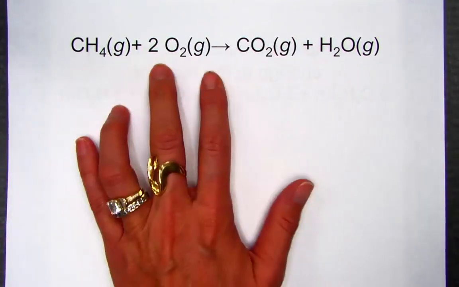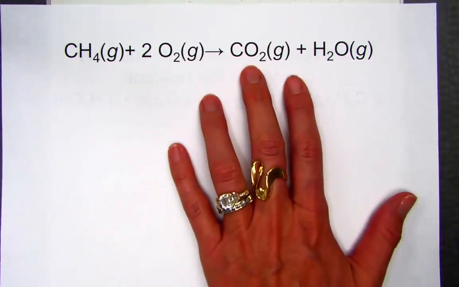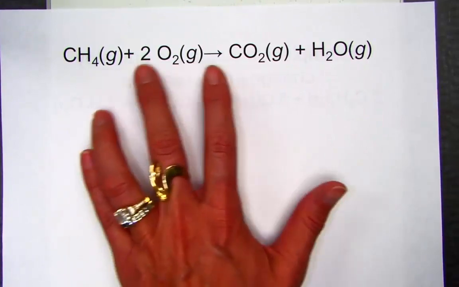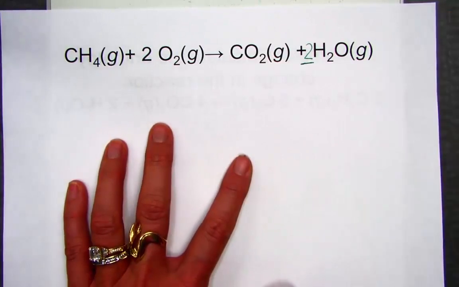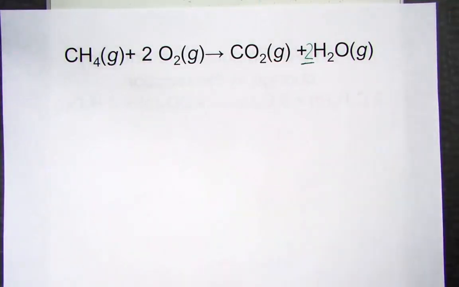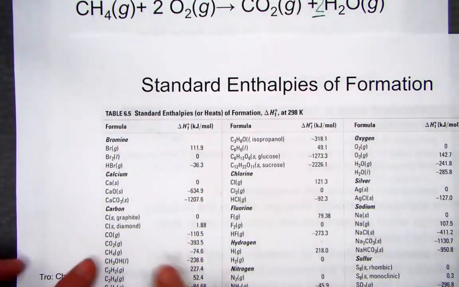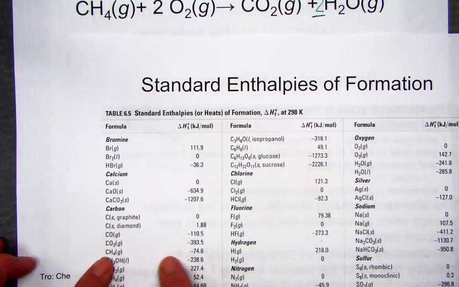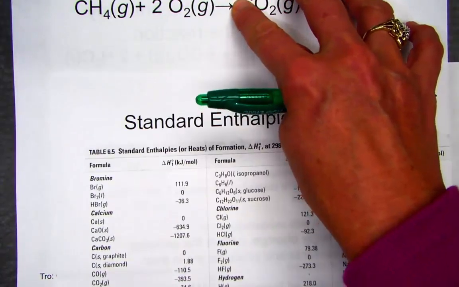Methane gas plus oxygen gas, this is a combustion pattern, produces carbon dioxide gas and water gas. This is a balanced equation with a 1 to 2 to 1 to 2 ratio. We need to verify those coefficients. Let's go to work and see if my PowerPoint slide has enough or if I have to pull out the back of our chemistry book. Methane is CH4 as a gas. I go to work and I find its value. And I'm just going to write it for now right underneath the equation. I'm going to write negative 74.6.